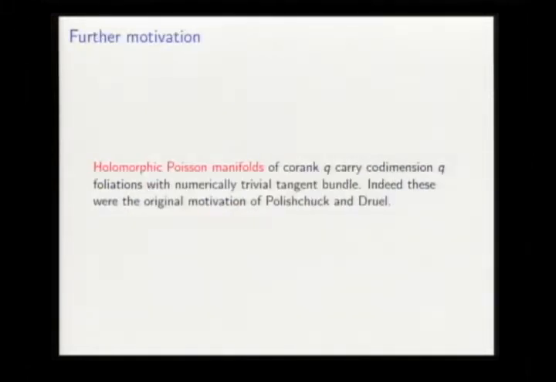after. Anyway, if you still need further motivation, besides all this Mori dream, we can also say that these holomorphic Poisson manifolds of co-rank K carry codimension Q foliations with numerically trivial tangent bundle. And these were the original motivation of Polishuk and Drouel. And this connects to a lot of things.